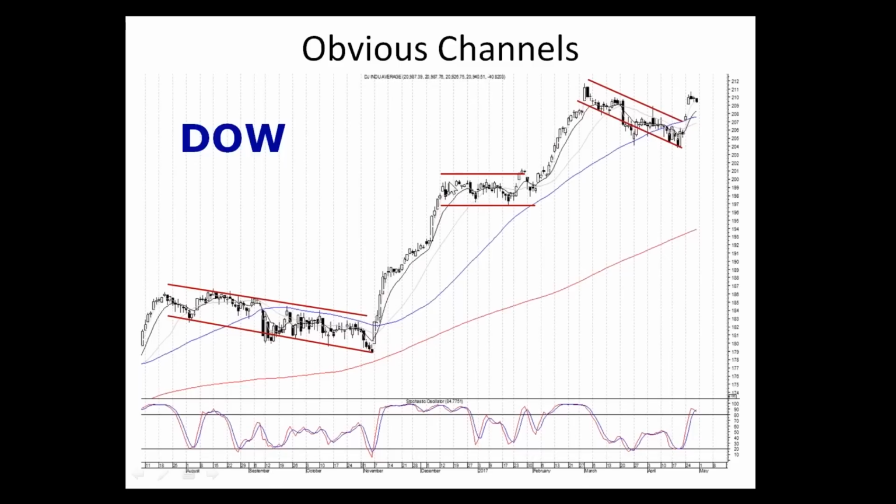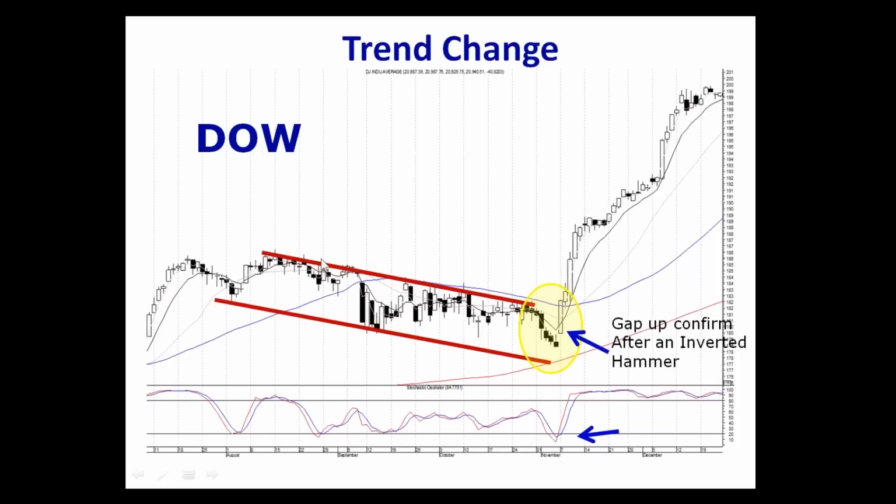We can see it's time to take profits. What's the market going to do? We don't know whether it's going to break down or up. As soon as we see our little best friend, going ahead of myself. We can see the trend channels. What do we expect coming out of a trend channel? Either a move to the upside or a move to the downside. So when we have a trend channel, look at that, a gap up after our inverted hammer.